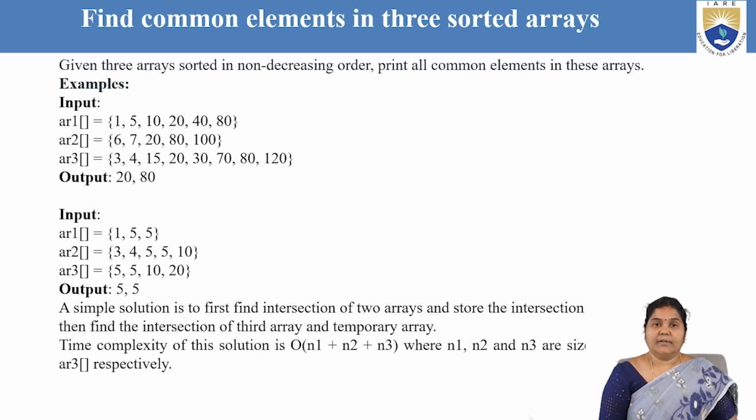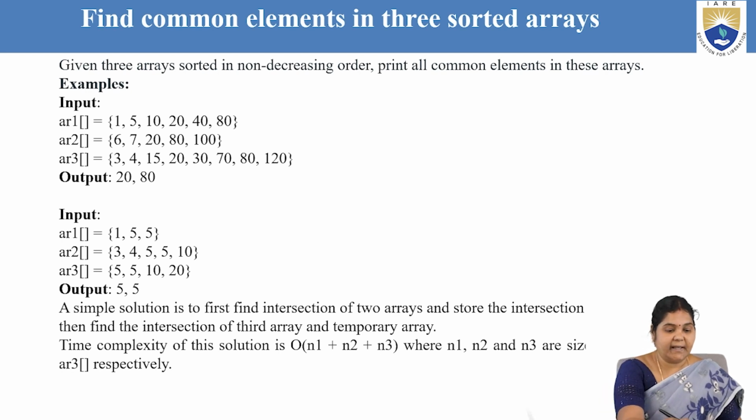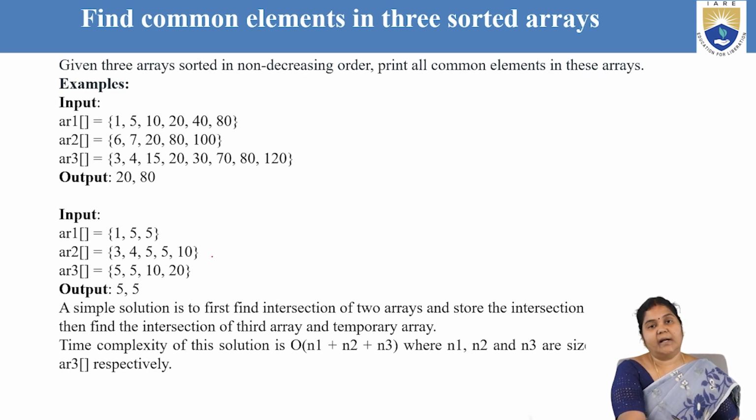Now, let us understand through an example. Suppose array 1 contains 1, 5, 10, 20, 40 and 80. You can see that they are in increasing order. And array 2 contains 6, 7, 20, 80 and 100. And array 3 contains 3, 4, 15, 20, 30, 70, 80 and 120. From all these three arrays, we have to find the elements which are common in all the three arrays.